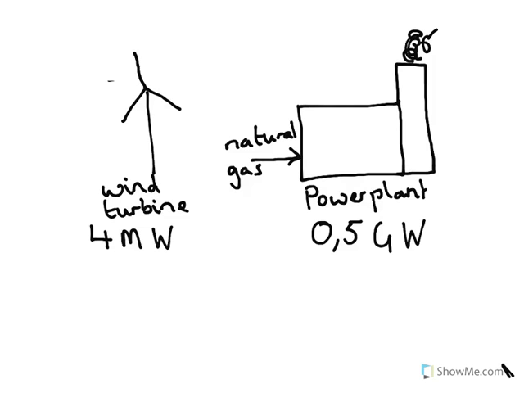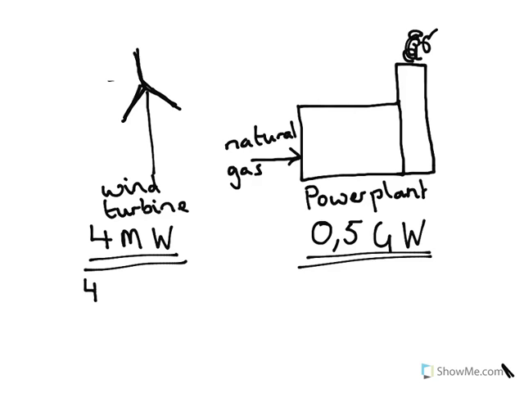Okay, so the question here then is, we have a wind turbine producing 4 megawatts of power, and then we have a natural gas power plant producing half a gigawatt. The first thing we have to do is get them in the same units. So what is 4 megawatts?